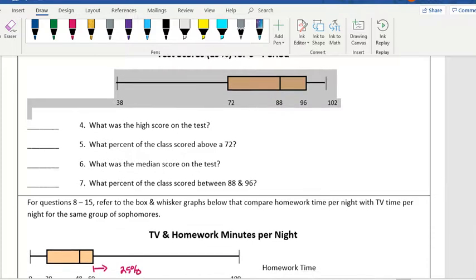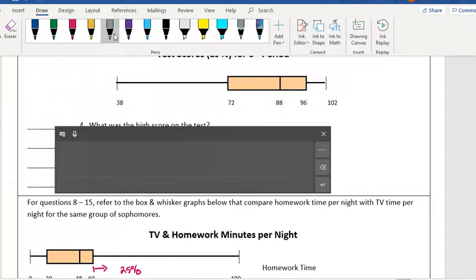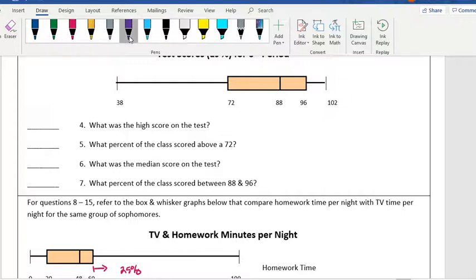All right, so here we have this. Let's see if we can answer these questions. And what was the high score on the test? Well, it's right here. It's a 102 or 101. It's hard to say. Since it's not marked, I'm assuming that it's the number we have there, 102. What percent of the class scored above a 72? Well, if it's above, it's this 25, and the next 25, so 75%. What's the median score? 88.